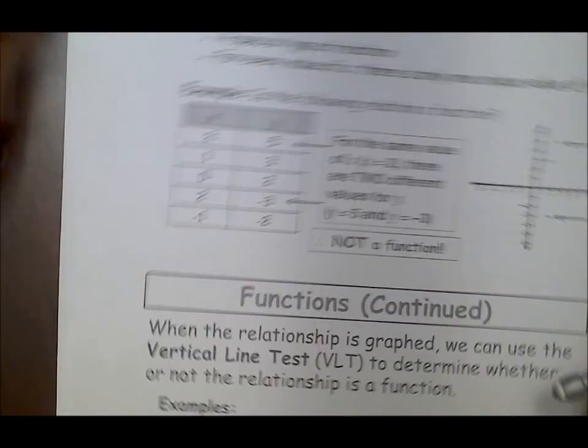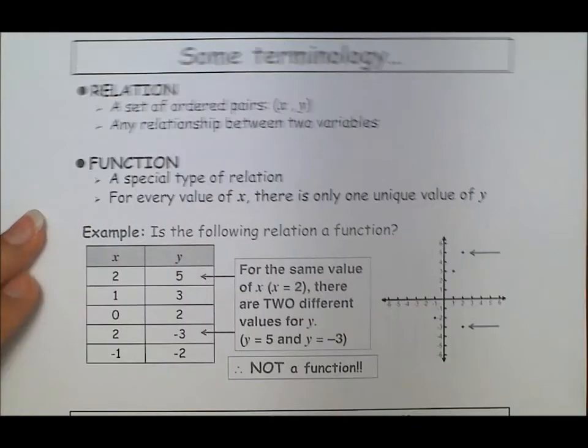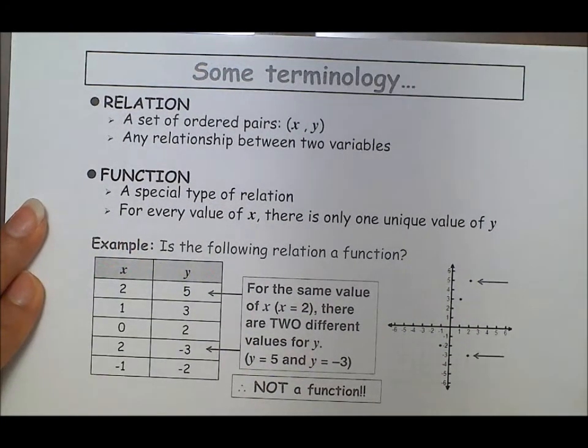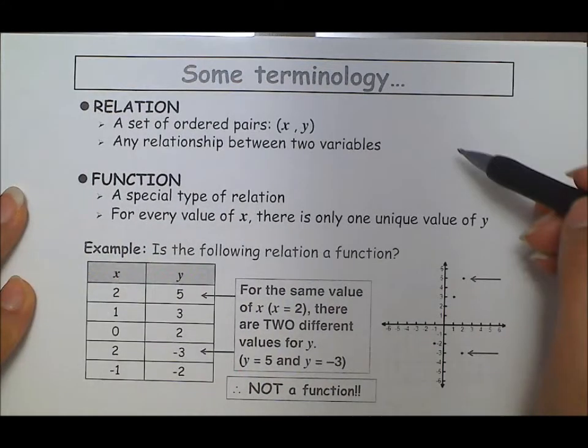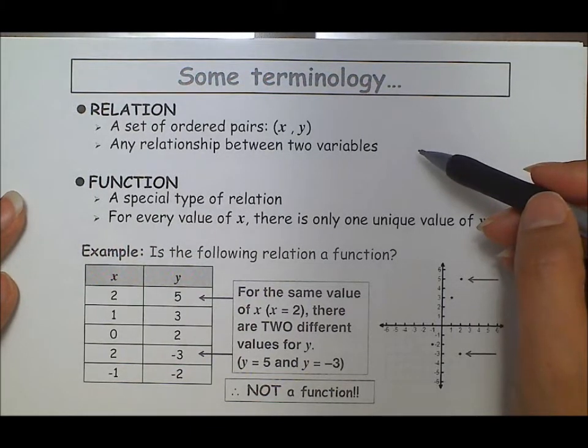Okay, relation. So this is some more terminology just to help you see the difference between what a relation is, since you saw that last year, and what a function is. So a relation is a set of ordered pairs. So it's really any relationship between two variables. Okay, they don't have to have any particular graph that represents it.